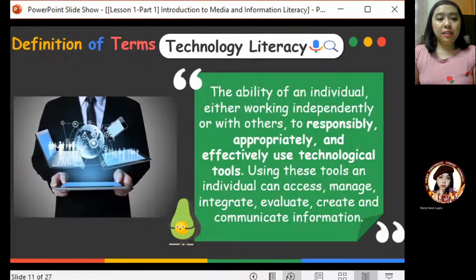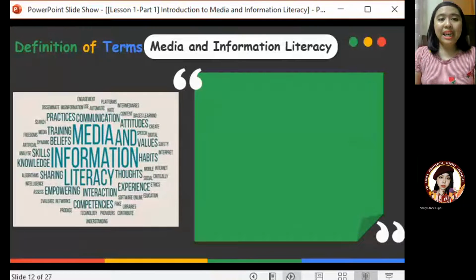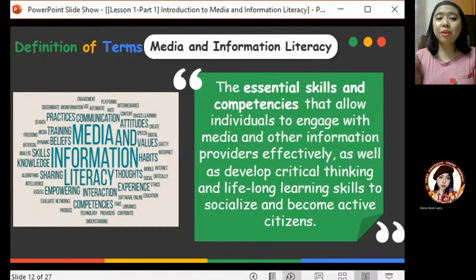Next one is media and information literacy. When you say media and information literacy, it is the essential skills and competencies that allow individuals to engage with media and other information providers effectively, as well as develop critical thinking and lifelong learning skills to socialize and become active citizens.